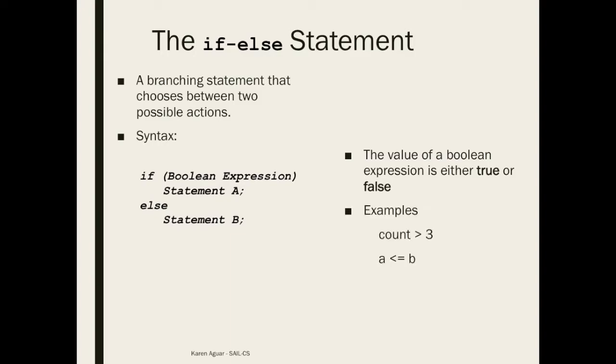So for example, if count is greater than 3, this is something that would evaluate to either true or false. If count was 0, then 0 greater than 3 would evaluate to false. If it was 4, then 4 greater than 3 would evaluate to true. We could also do something like if A was less than or equal to B. This statement here, statement A, is going to execute anytime this Boolean expression evaluates to true. What we want to execute if this Boolean expression evaluates to false would be statement B.